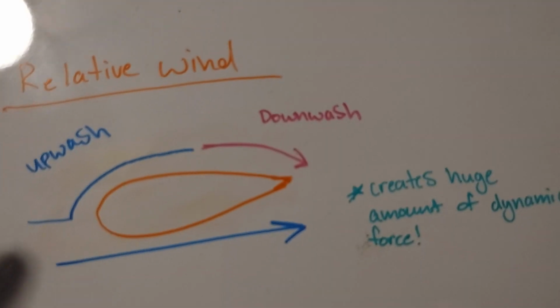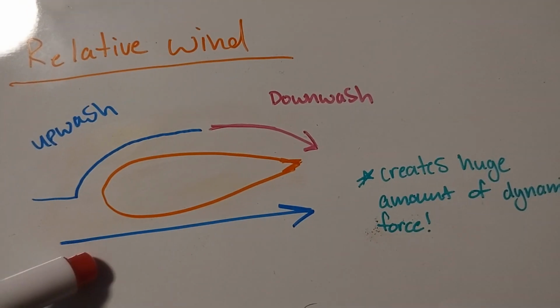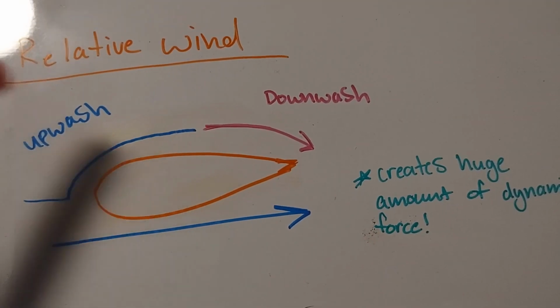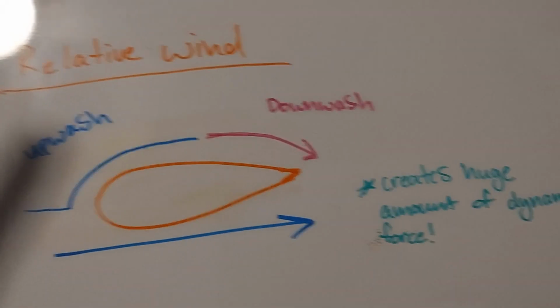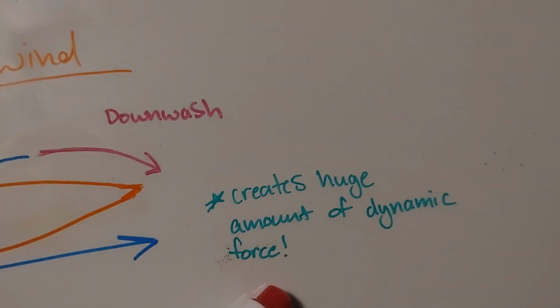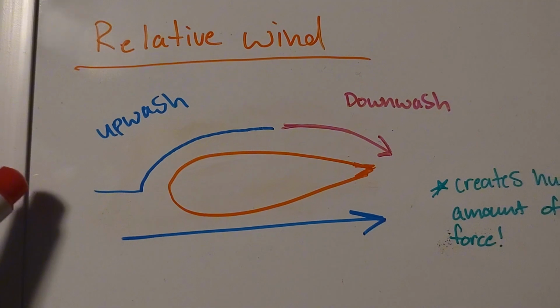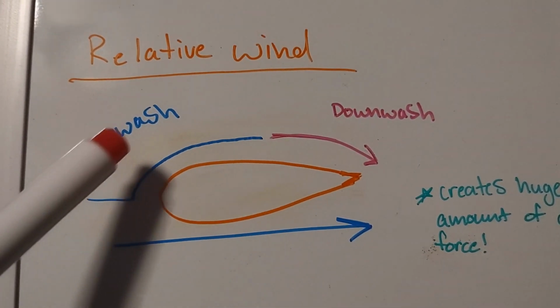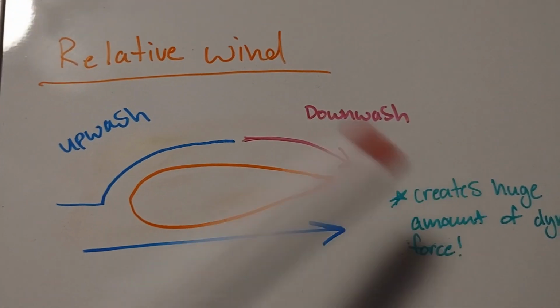So basically, when you're flying and the wind goes up and down, it creates an upwash and a downwash. It's pretty basic. So it just creates a huge amount of dynamic force. So as you can see, the wind's going up this direction and then going down. So that's just the relative wind.